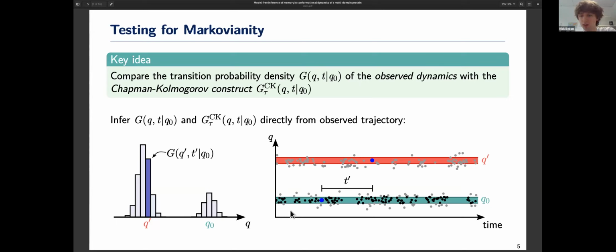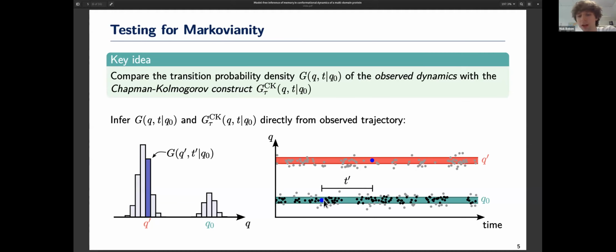So the key idea is you look at your trajectory. Here I show you the sum of the data points, for example. Then you specify some initial bin Q0. Then you look at all the data points within this bin, and then you essentially make a very simple histogram analysis. So you look where the trajectory ends up after your time t prime.